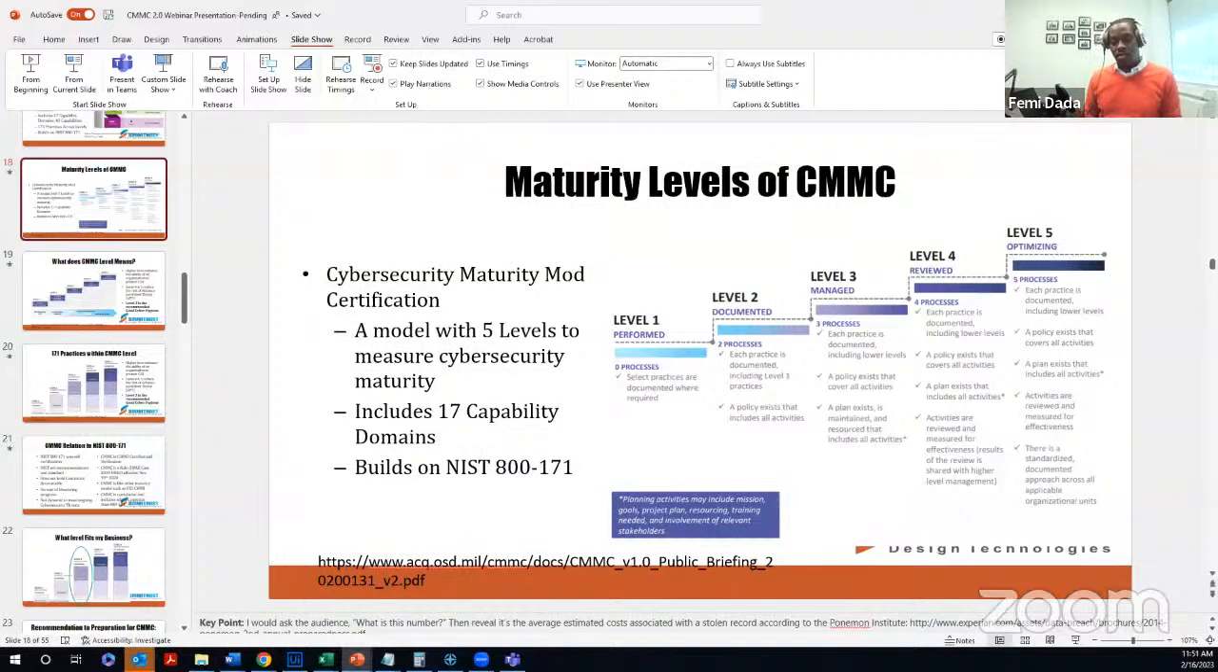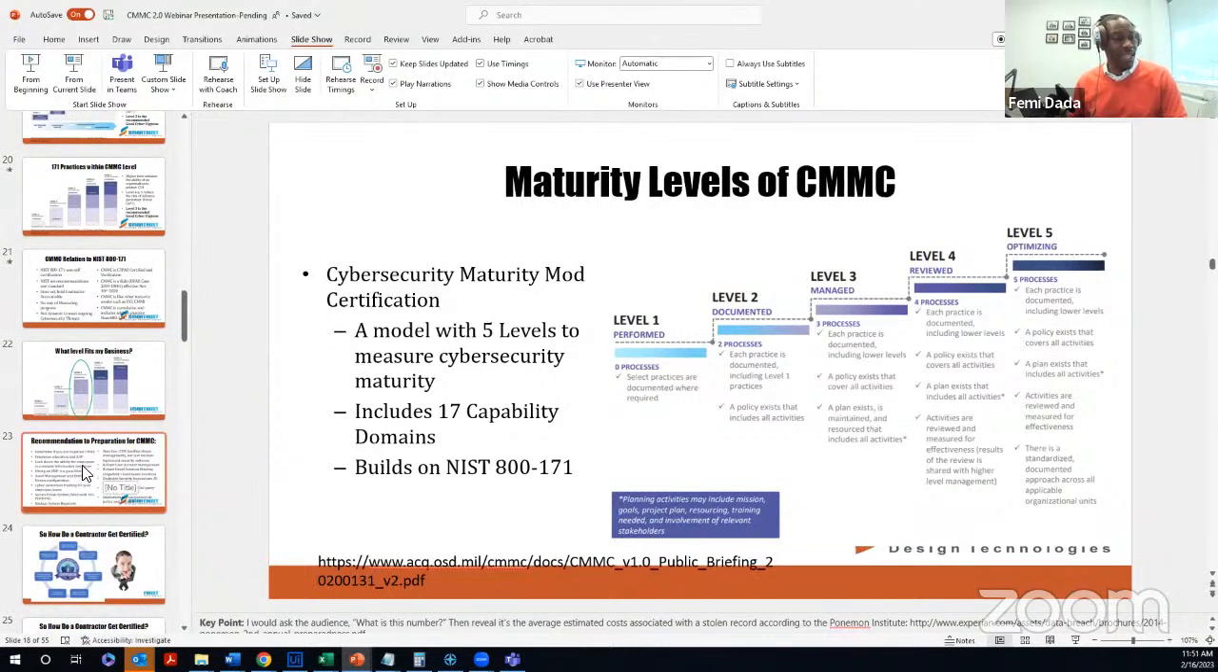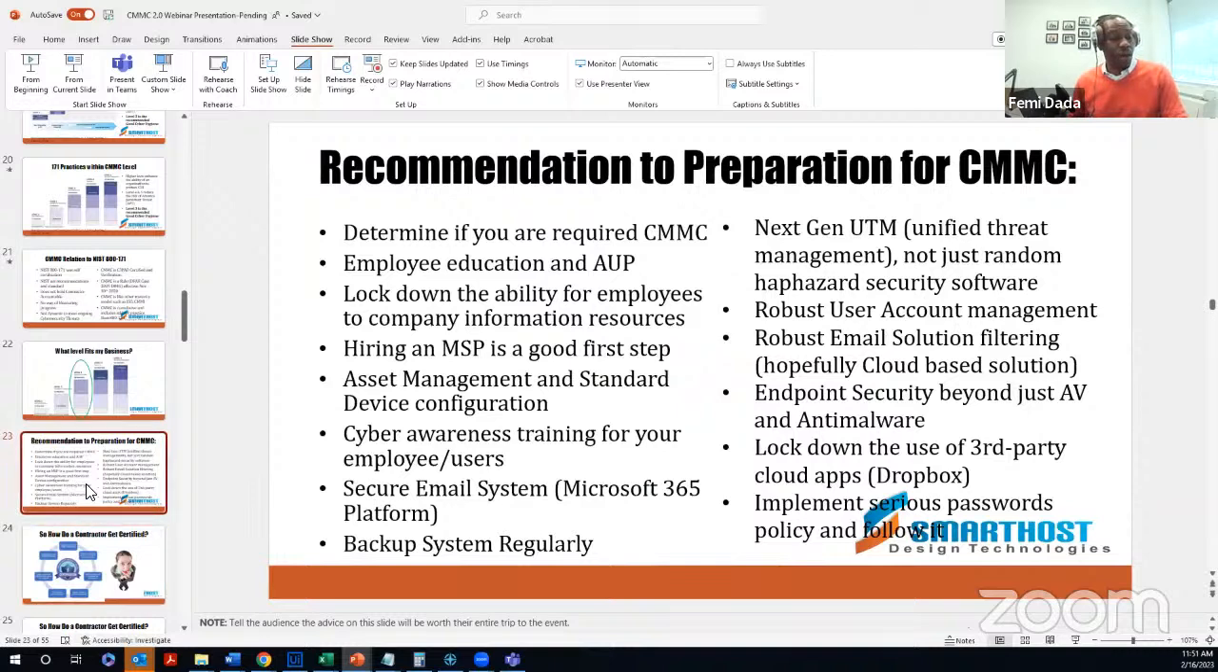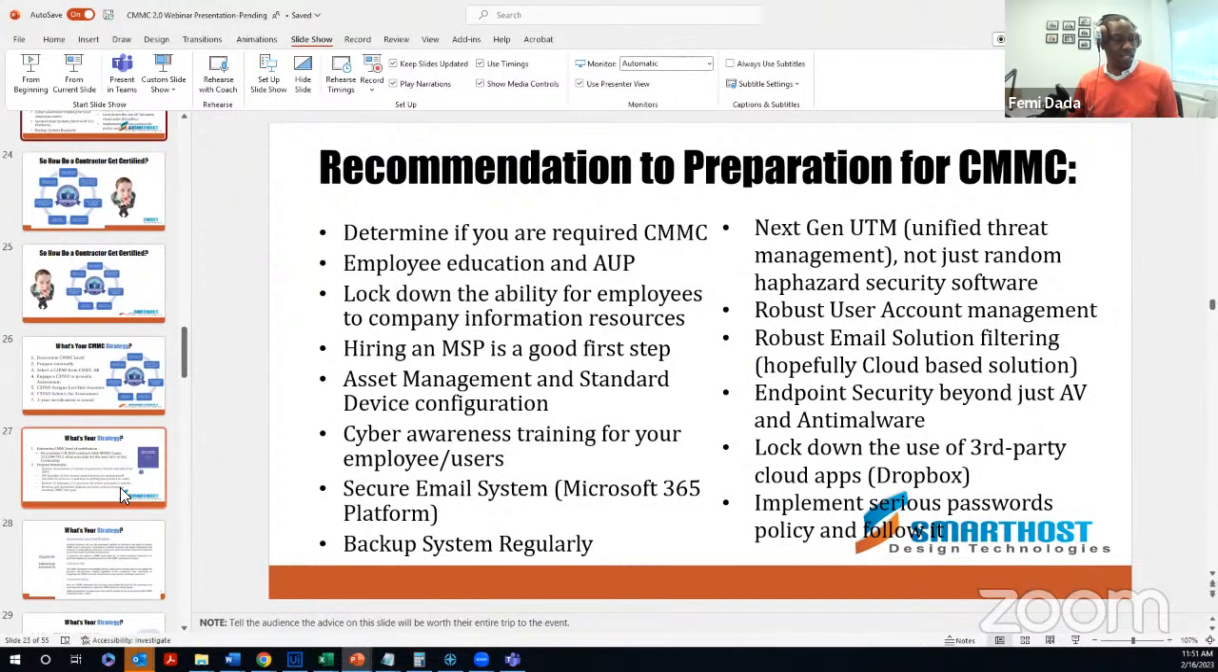Just to let you know, level 1 is self-certified. Level 2 is certified by a 3PAO. Internally at SmartHost Design, we've actually begun the process. We are already level 1 ready, but we need to upload our information into SPRS so that we can show that we've got those controls in place. If you're going for level 2, which requires the keeping of CUI, then you will need to make sure that you get certified by a third-party organization.